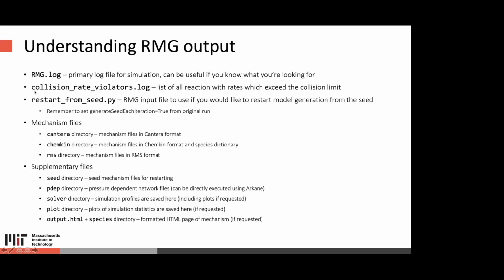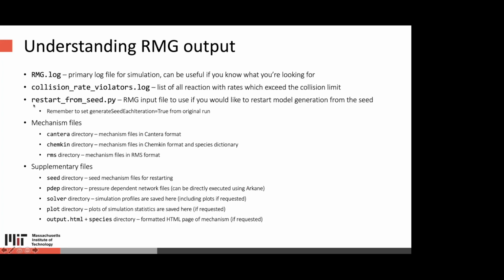And sometimes you will see another log file, which is called the collision rate violators. It will list all the reactions whose rate exceeds the collision limit. If you have the collision rate violators log, it's better to check the reactions listed in this file.